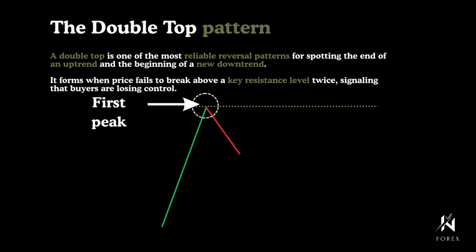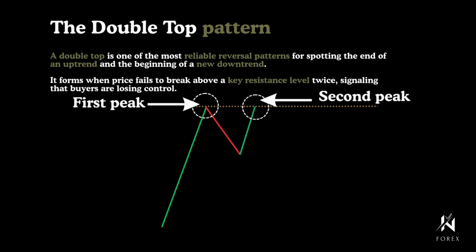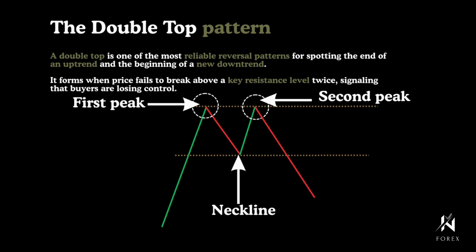First peak: buyers push price higher into a strong resistance zone but can't break it. Price reacts and pulls back. This dip usually finds temporary support where some traders might look to re-enter long. Second peak: price climbs again, testing the same resistance level but fails to break above the first peak. This is a sign of buyer exhaustion. The market's telling you there's not enough demand to push higher.